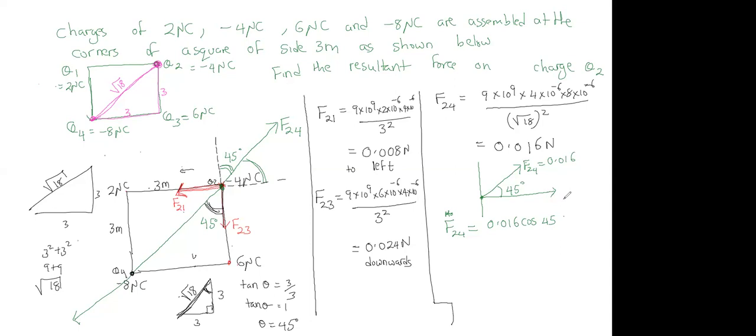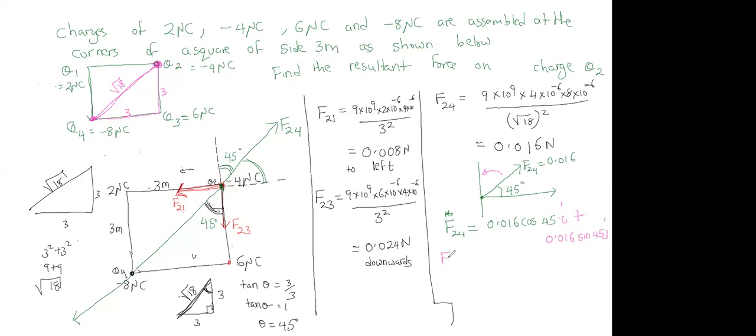Are you getting it? Yes. Okay. Have you learned resolving? Yes. Okay. So members, hope this is okay. So here, allow me to put I in the I direction, then plus, we resolve in the vertical. So vertically, you resolve towards here. So you end up with 0.016 sine of 45. That is along the J.